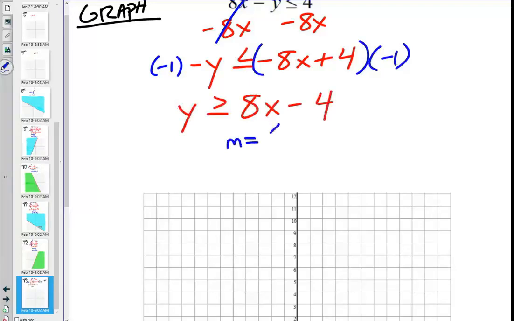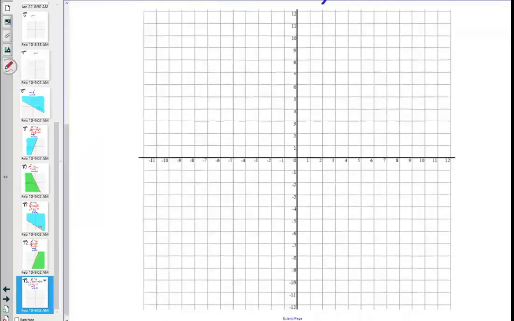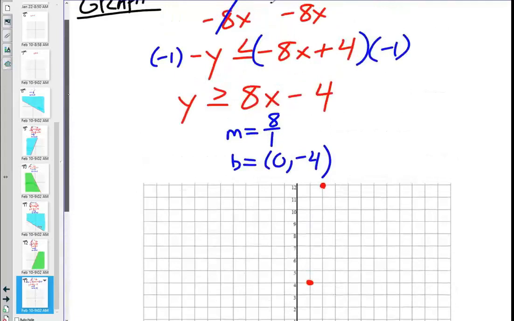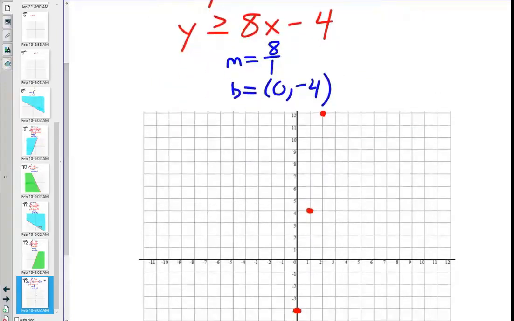4 out of every 5 Hirams agree that the slope is 8/1. Y-intercept is 0, -4. So I'll start off 4 below the origin, go up 8, right 1. I can do that twice if I want, or I can go down 8 and left 1. Let's see, is it going to be a solid boundary or a broken boundary? Let me see what it is. Yeah, it is going to be solid.